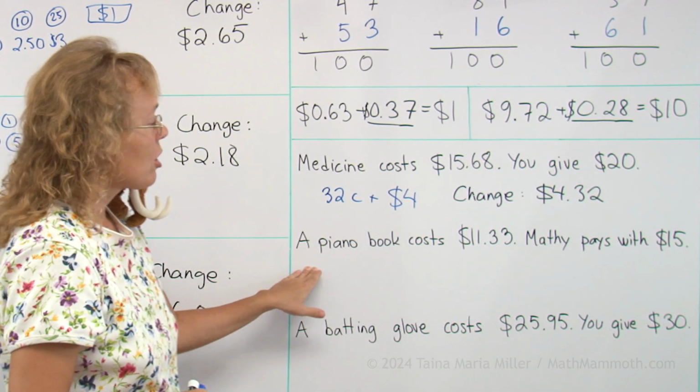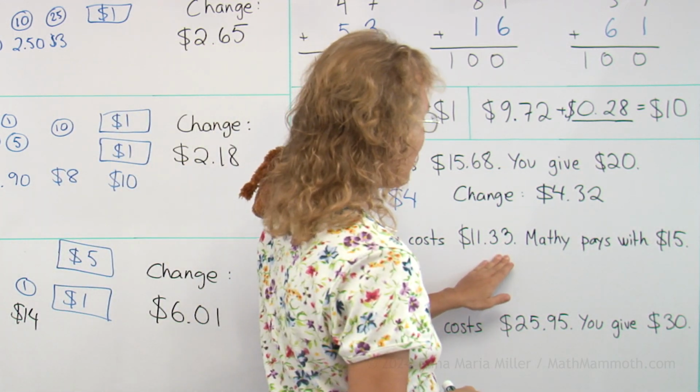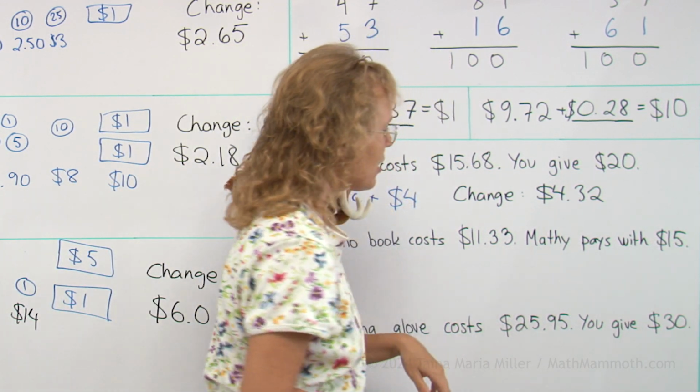A piano book costs $11.33, and Matthew pays with $15.